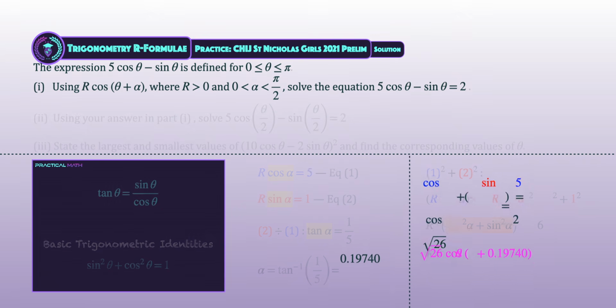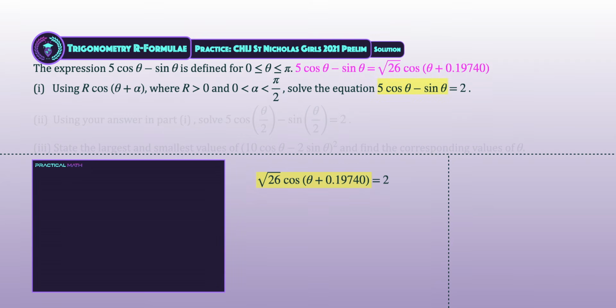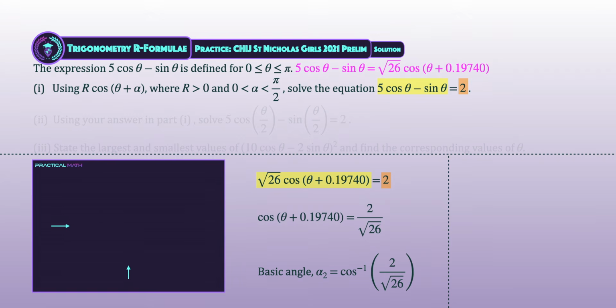0.19740. We will now set the result to be equal to 2. Then we will shift the root 26 to the right. Our basic angle alpha 2 will be cosine inverse of 2 divided by square root 26. To solve this trigonometric equation, we will apply the ASTC quadrant method. We found earlier that cosine is positive, meaning that the angle can be found in only the first quadrant A or the fourth quadrant C. We will also eliminate the fourth quadrant C, as solving for theta will be negative and it will be out of range as defined in the question. The angle must therefore be in the first quadrant A.